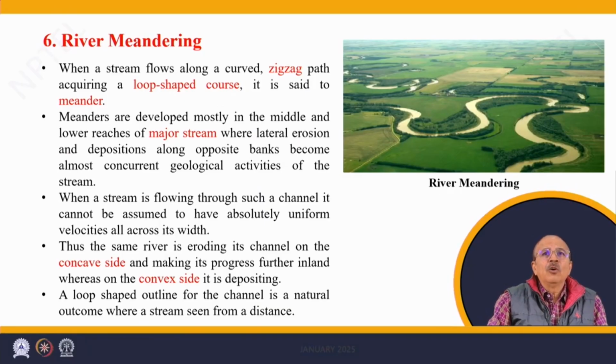Next is river meandering. When a stream flows along a curved zigzag path, acquiring a loop-shaped course, it is called a meander. Meanders are developed mostly in the middle and lower reaches of a major stream, where lateral erosion and deposition along opposite banks become almost concurrent geological activities of the stream. When a stream is flowing through such a channel, it cannot be assumed to have absolutely uniform velocity across its width. The river is eroding its channel on the concave side and making its progress further inland, whereas on the convex side it is depositing. A loop-shaped outline for the channel is a natural outcome when a stream is seen from a distance.